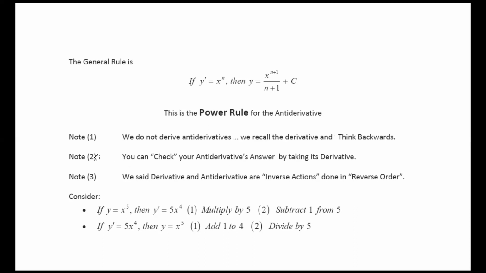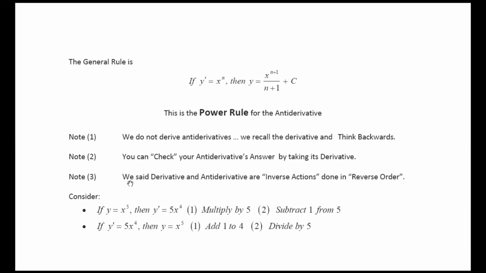Note 2 says, one of the nice things about the antiderivative, that we did not have with the derivative, is we can check to see if our answer is right. In other words, when we find the antiderivative, we can immediately turn around, take the derivative of this answer, and see if it gives us our original given. If it does, then we can pretty much assume we are correct.